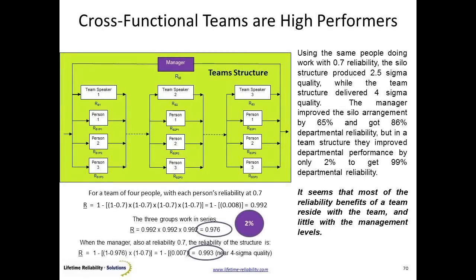So what we found is, using the same people doing work with 0.7 reliability, the silo structure produced a 2.5 sigma quality, while the team structure delivered a 4 sigma quality. The manager improved the silo structure by 65% to get 86% reliability from the department. But in a team structure, they improved their departmental performance by 2% to get 99% reliability. It seems that most of the reliability benefits of a team reside with the team and not with the manager.